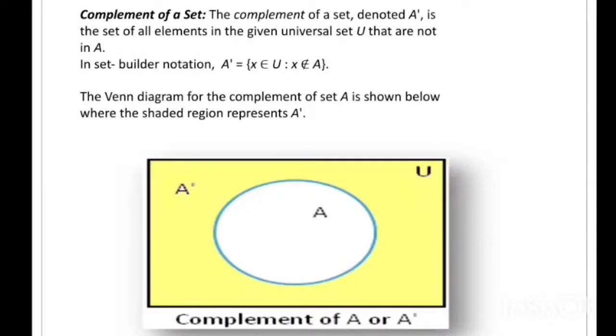Complement of a set. If A is a set, then its complement is generally denoted by A complement. It is the set of elements which are given in the universal set but not present in A. That is, if A is a set and U is its universal set, then the complement of A is the set which contains the elements of its universal set but which are not present in A. That is, A complement is equal to x such that x belongs to U but x does not belong to A. This Venn diagram represents the complement of a set.